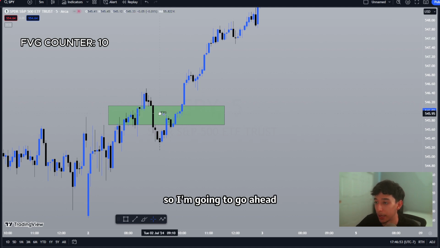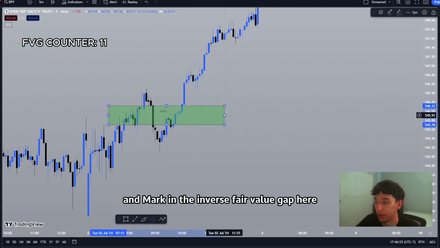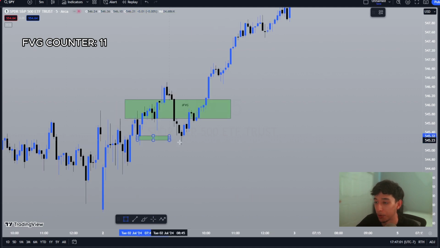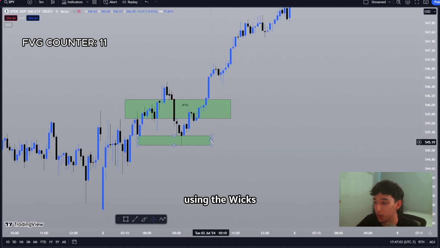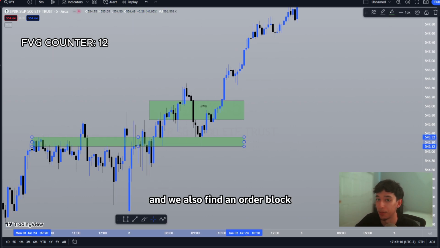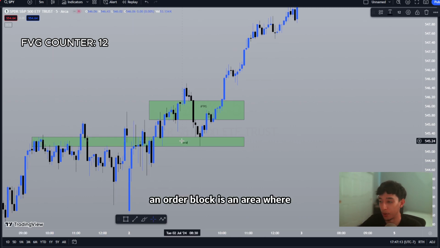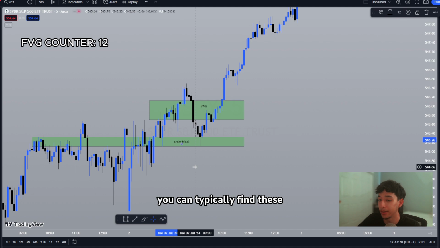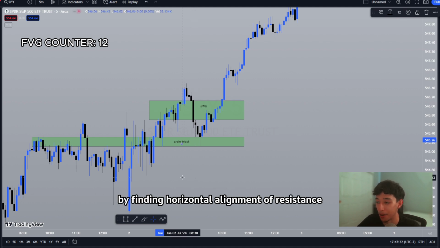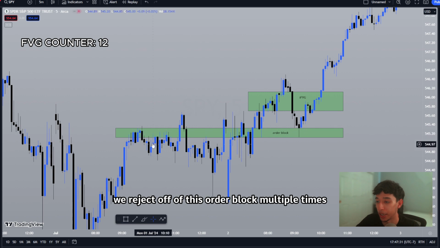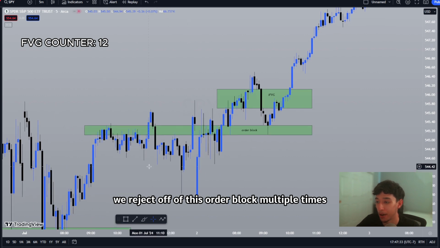So I'm going to go ahead and mark in the inverse fair value gap here. And then I will also be marking out an order block that we have down here using the wicks. 2 things that we find here: we find an inverse fair value gap and we also find an order block. An order block is an area where buyers or sellers like to step in to move price. You can typically find these by finding horizontal alignment of resistance. You guys can see right here in this area, we reject off of this order block multiple times.